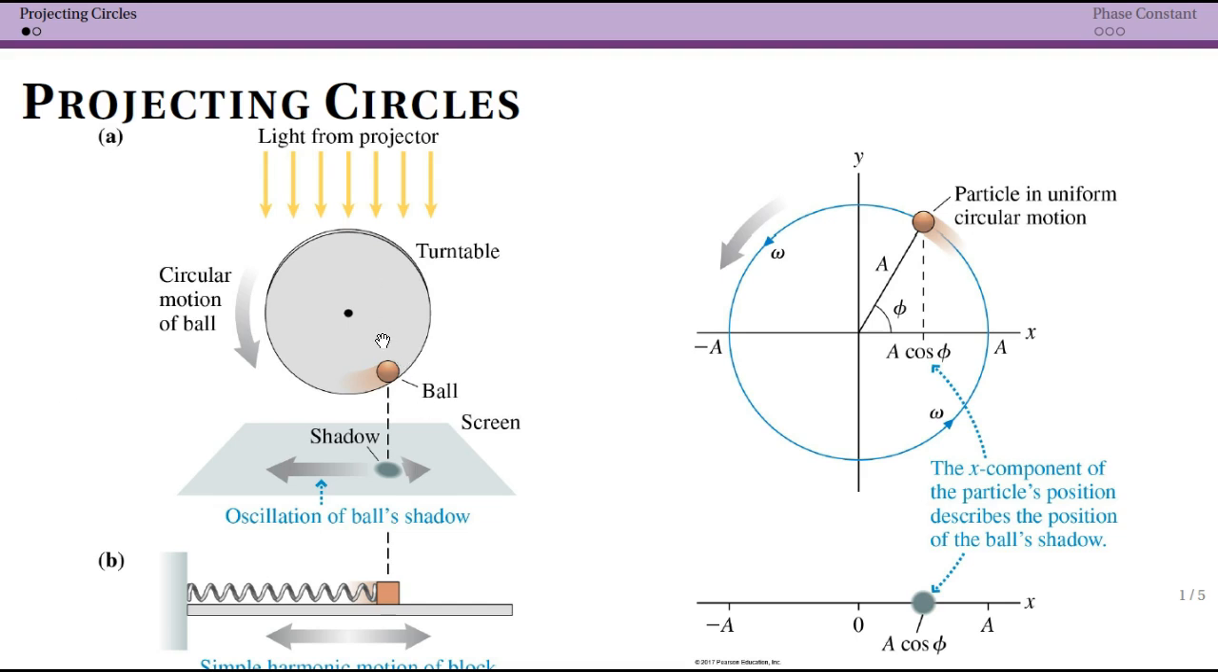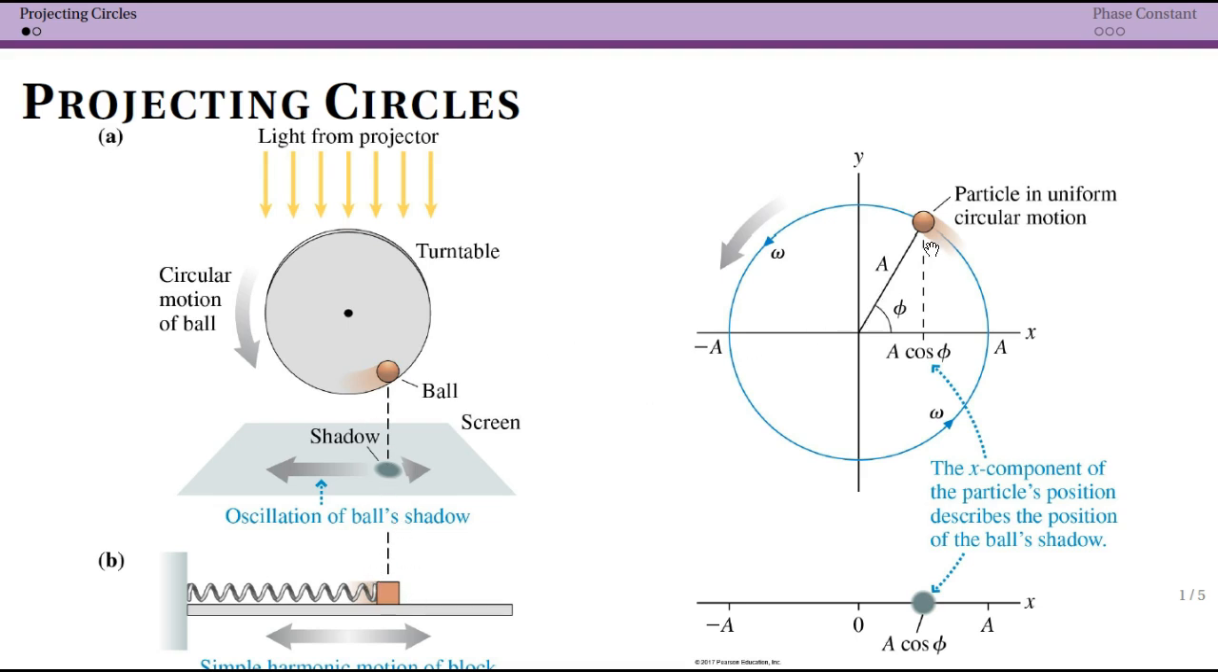So the idea is that we have, for instance, a ball that is moving in uniform circular motion. We're projecting light from the side and we're watching its shadow move back and forth. This then looks identical to the motion of, for instance, a block moving back and forth. So simple harmonic motion, same thing.